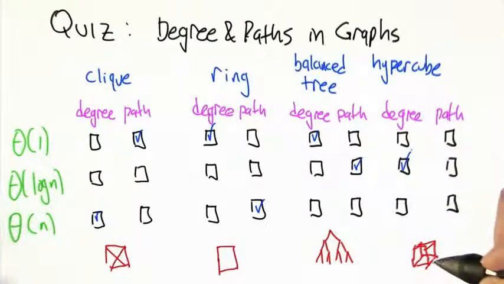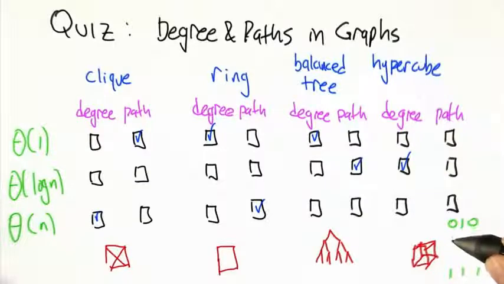Now what about path length? If I want to get from one node to any other node, what do I need to do? We didn't talk about this before, but it's actually kind of neat. Let's imagine we want to get from some node, and here's its label, 010, to some other node, and here's its label, 111. We know in one hop, we can go from 010 to 110, and then in one more hop, we can go from 110 to 111.